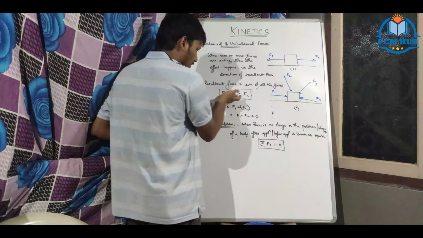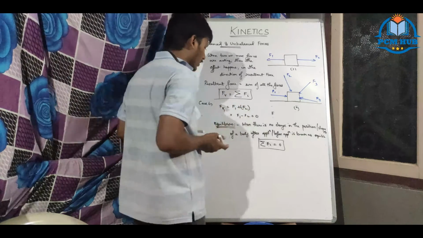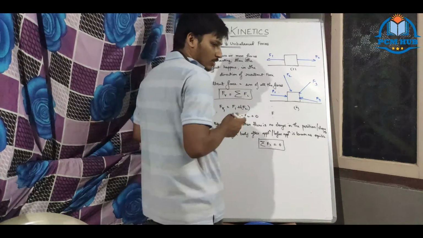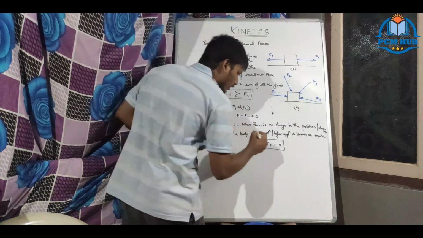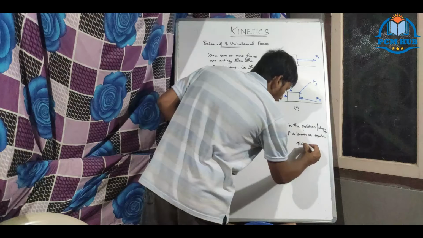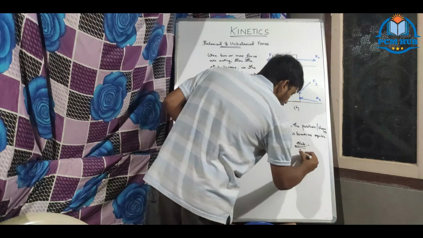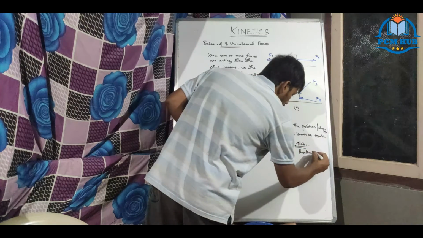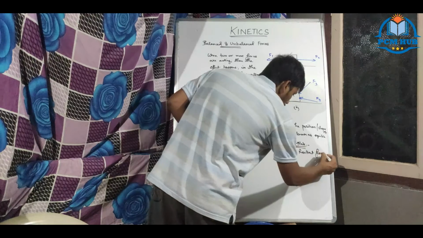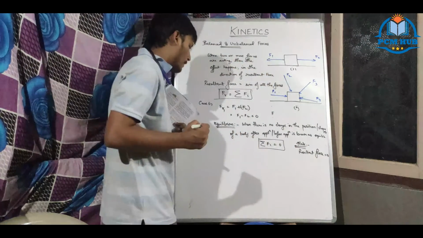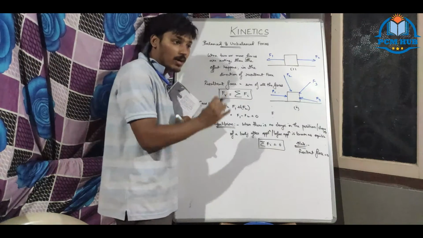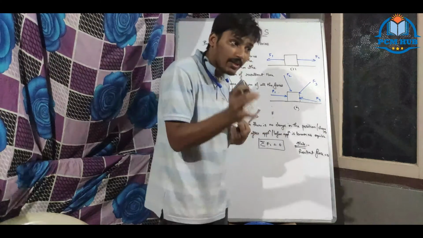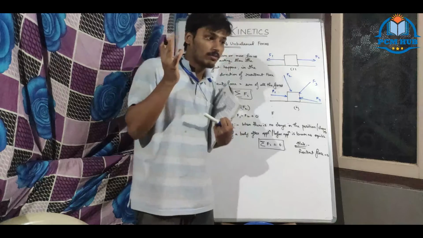You can see here, sigma Fi applied, F1 minus F2 is 0. So F resultant should be equal to 0. Therefore in this case note down: resultant force is equal to 0 in equilibrium. When there is a case of equilibrium. This word we will use very vigorously. Equilibrium.